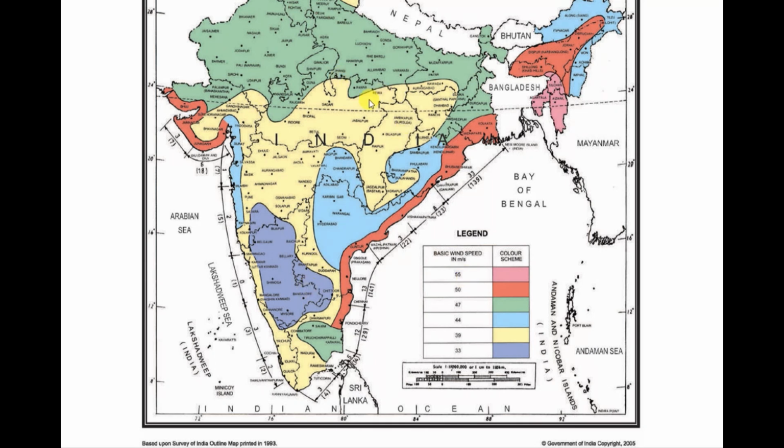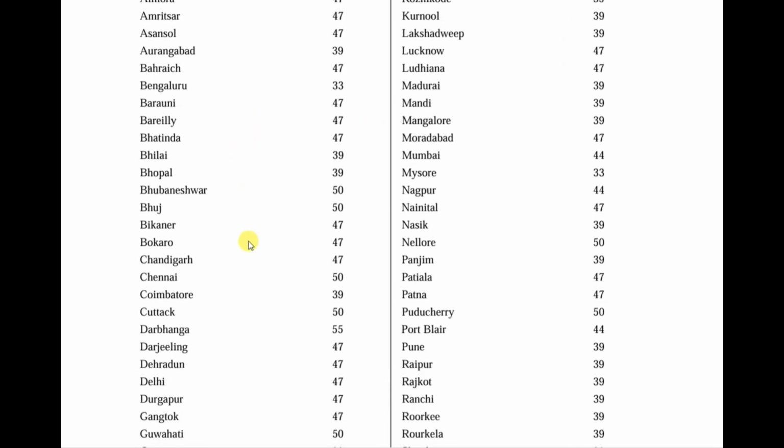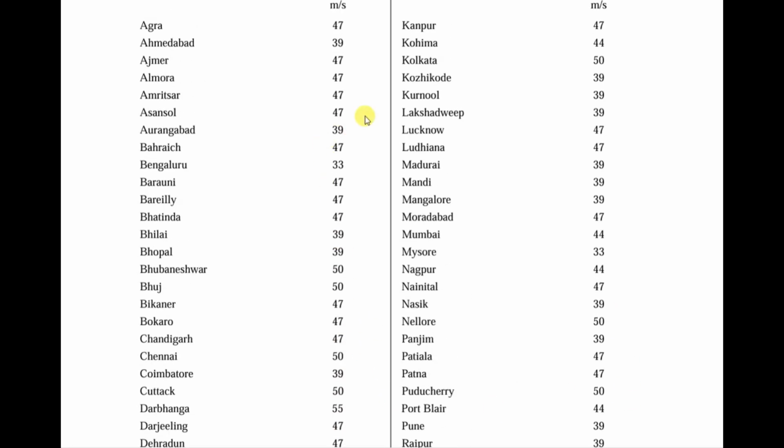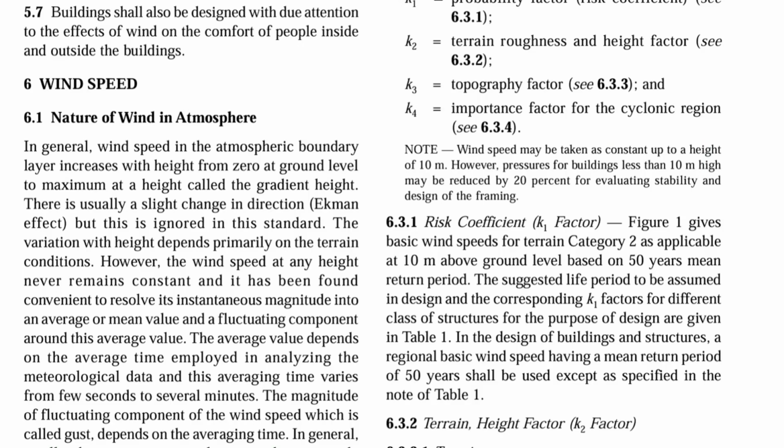So according to the color, we can identify which location is coming under wind speed which is given in this table. And also this is mentioned in Annexure A of IS 875. Let's look into that. We have Annexure A, basic wind speed at 10 meter height for some important cities and towns. In this annexure, we have all the city names and the basic wind speed. So if you check this wind speed, the minimum is 33 and the maximum you can find up to 55 here.